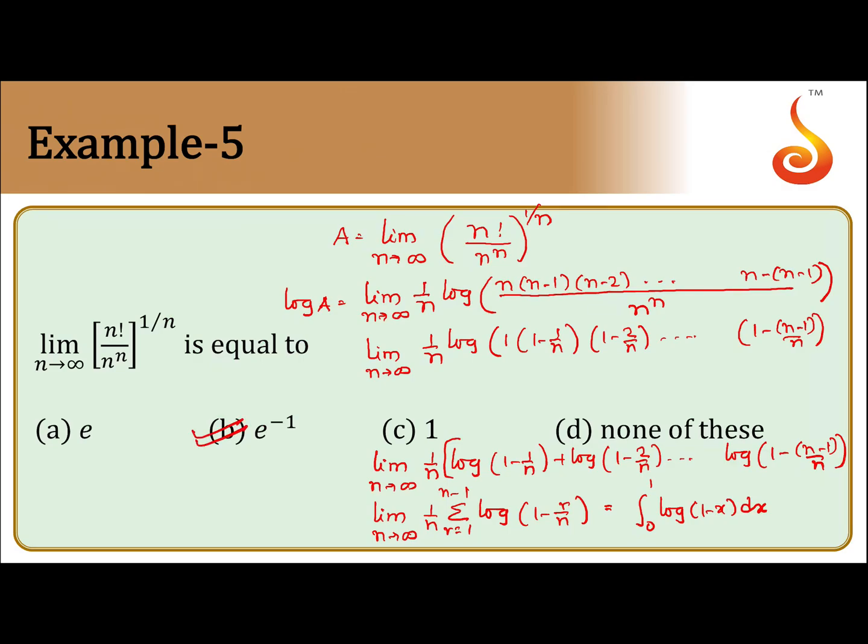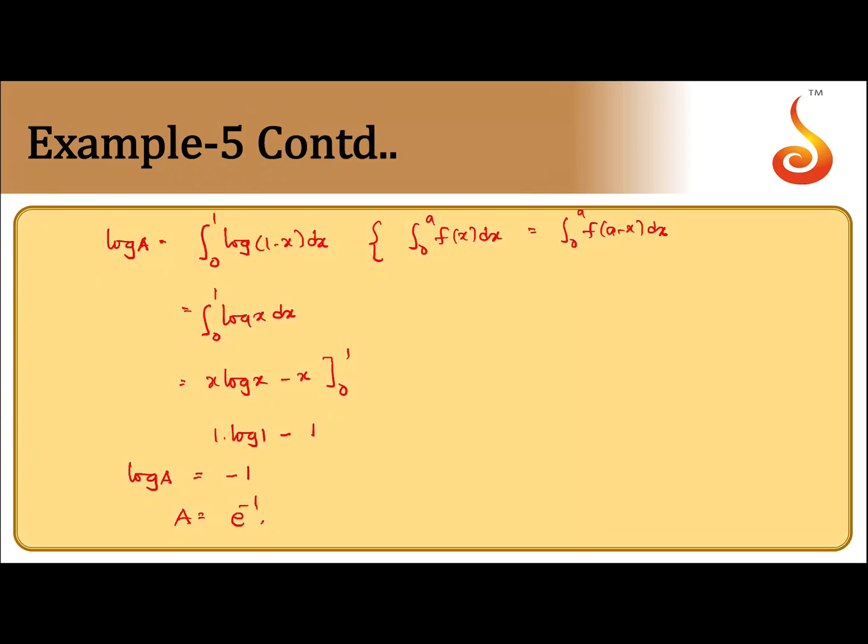Whenever powers are there, we take log both sides and convert into summation form and we get integral 0 to 1 log 1 minus x dx. Using the concept integral 0 to a f of x dx is integral 0 to a f of a minus x dx, 0 to 1 log 1 minus x is nothing but 0 to 1 log x. Integral of log x is x log x minus x. Substituting the value, we get log a is equal to minus 1, a equal to e to the power minus 1.